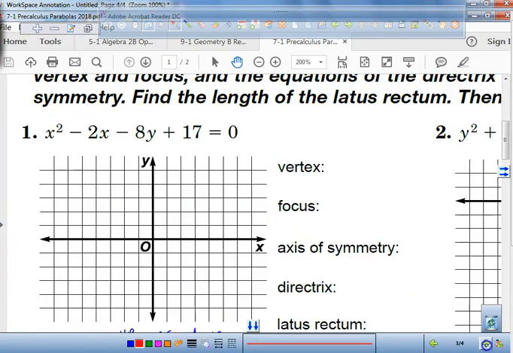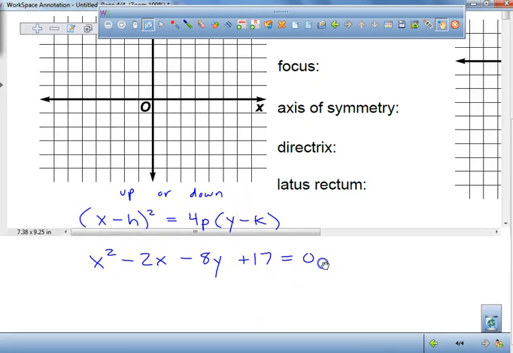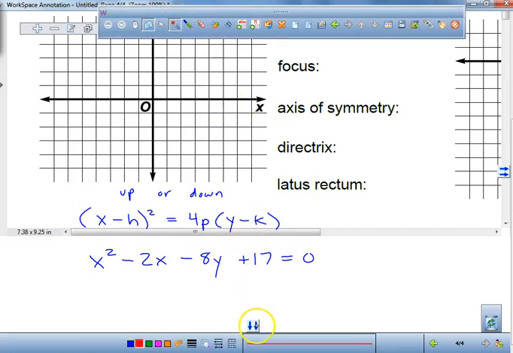So today what we're going to do is go over to problem number 1, and we're going to take this equation right here, and we're going to build it into this form right here. Now, right now we've been given x squared minus 2x minus 8y plus 17 equals 0, and we're going to try to change all of this into this form. We're going to have to be able to complete the square.